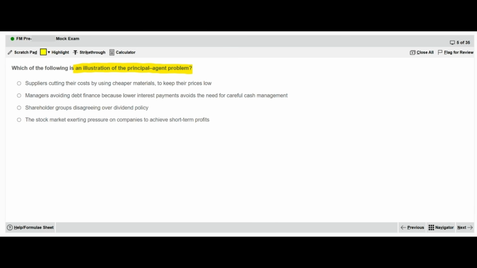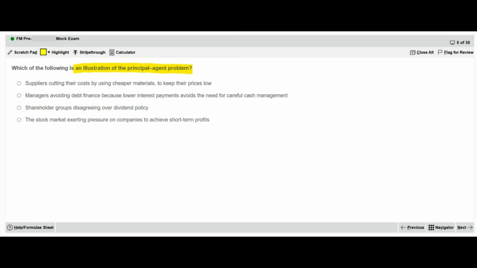I'm not reading the second, going to the third one. Shareholder group disagree over dividend policy. So this is definitely, dividend policy is proposed by the management, but this has got nothing to state that they're not working in the best interest of the shareholders. Stock market exerting pressure on companies to achieve short-term profit. This is not something that is exerted by the managers. Again, this is not a case between the manager and the shareholders.